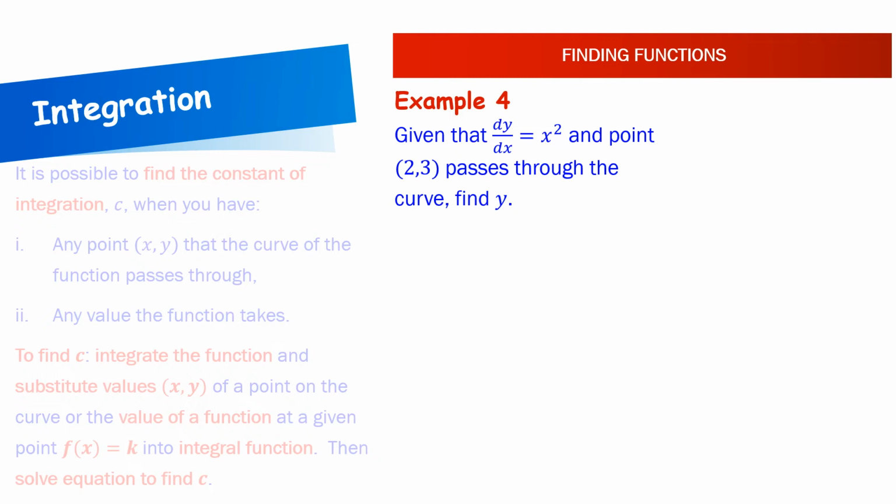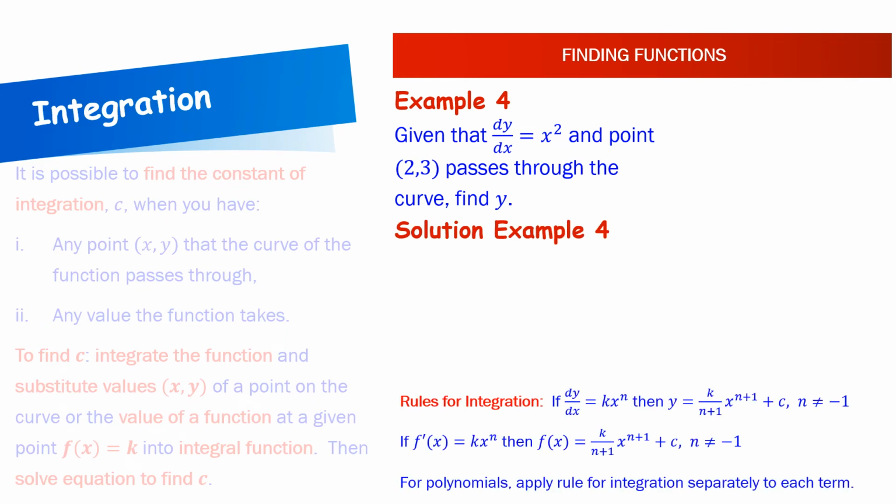Given that dy dx equals x squared and point 2, 3 passes through the curve, find y. Let's solve this. Here are the rules for integration, in case you've forgotten, and for reference. Now, dy dx equals x squared. So how did we obtain y equals x to the power 2 plus 1 divided by 2 plus 1 plus c? Let's see how the rules of integration apply.